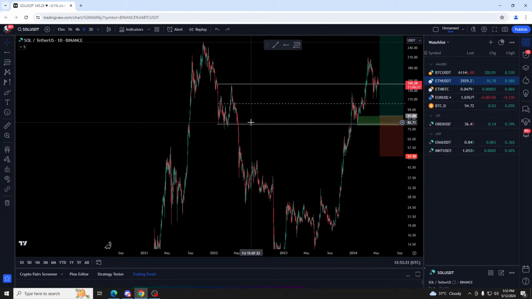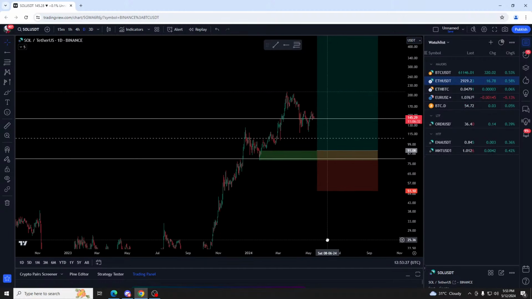If it flips 186, it would depend where BTC is, and if they align, then yeah, I would go on the flip.